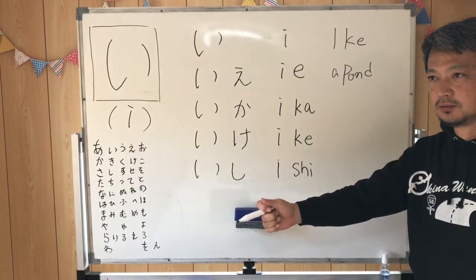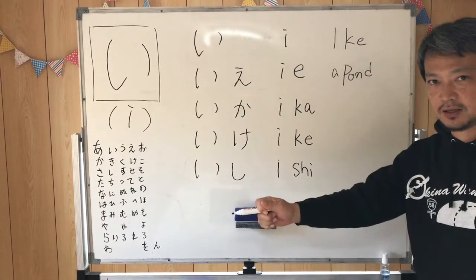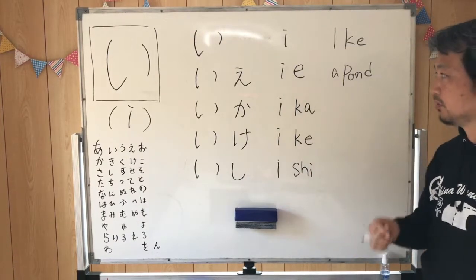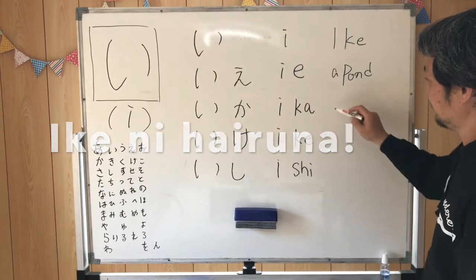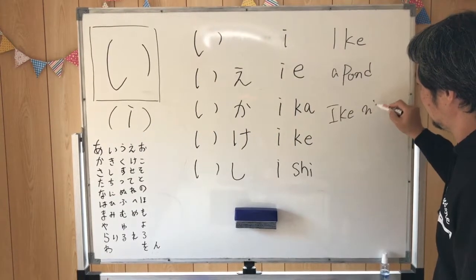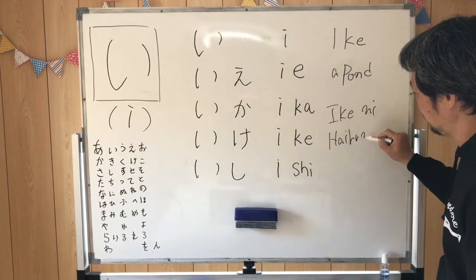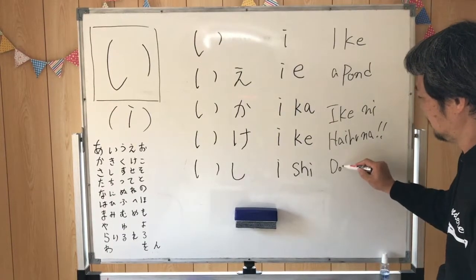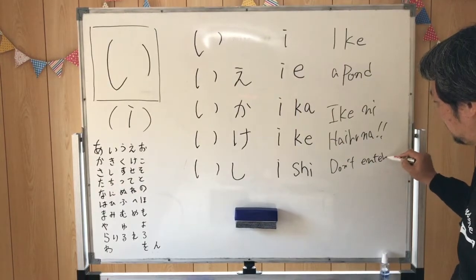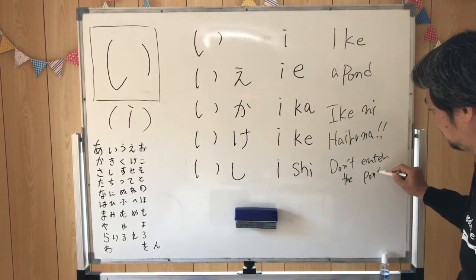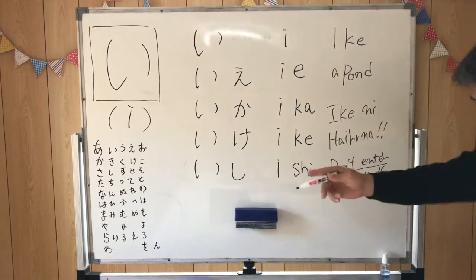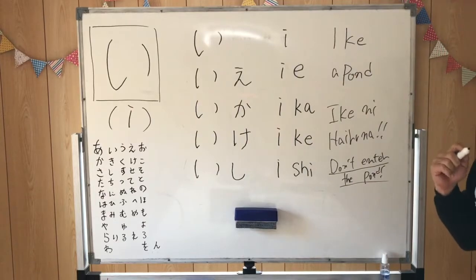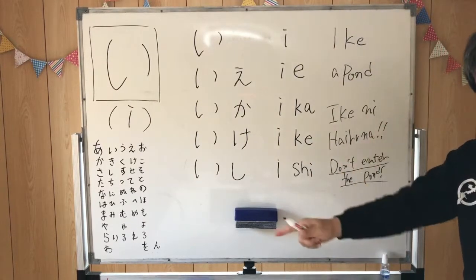Don't enter a pond. Ike ni hairu na. It's very dangerous. So you can say it in this strong way. Ike ni hairu na. Don't enter the pond. Hairu na, don't enter. Ike ni hairu na. Don't enter the pond.